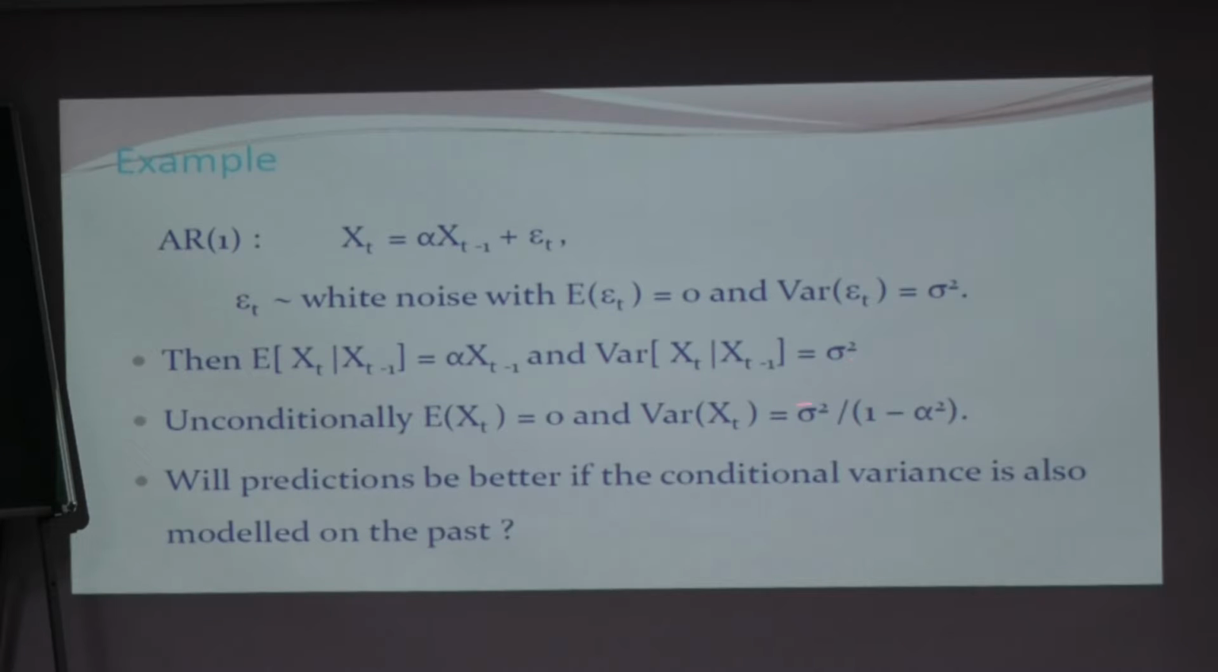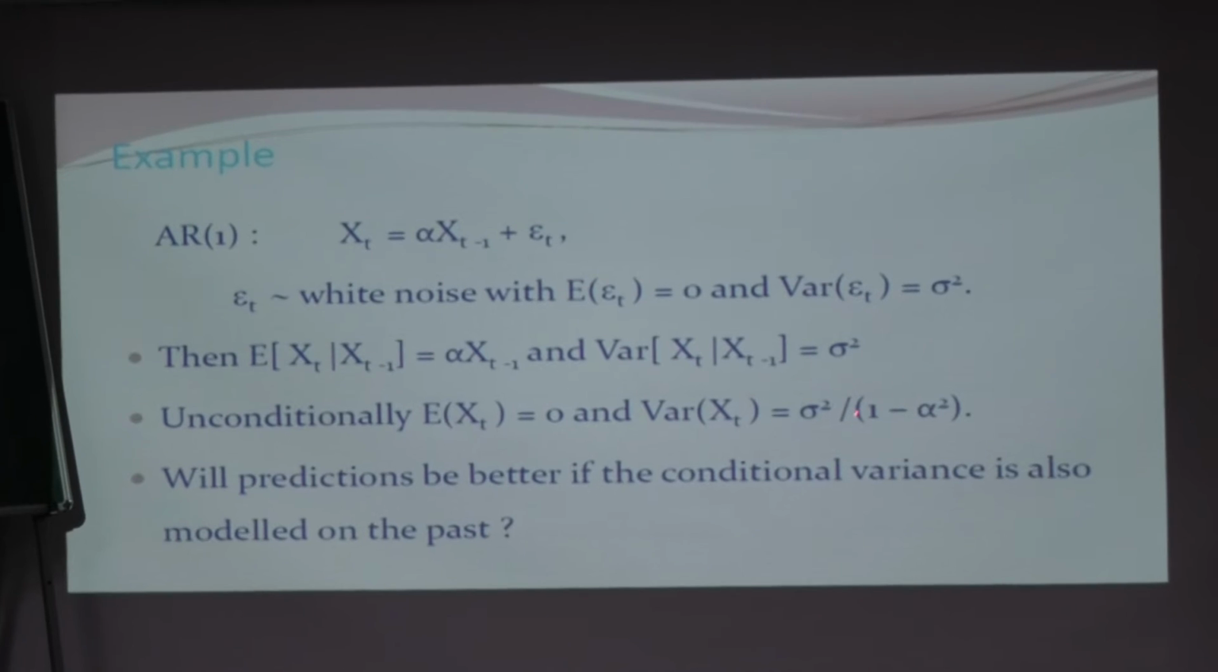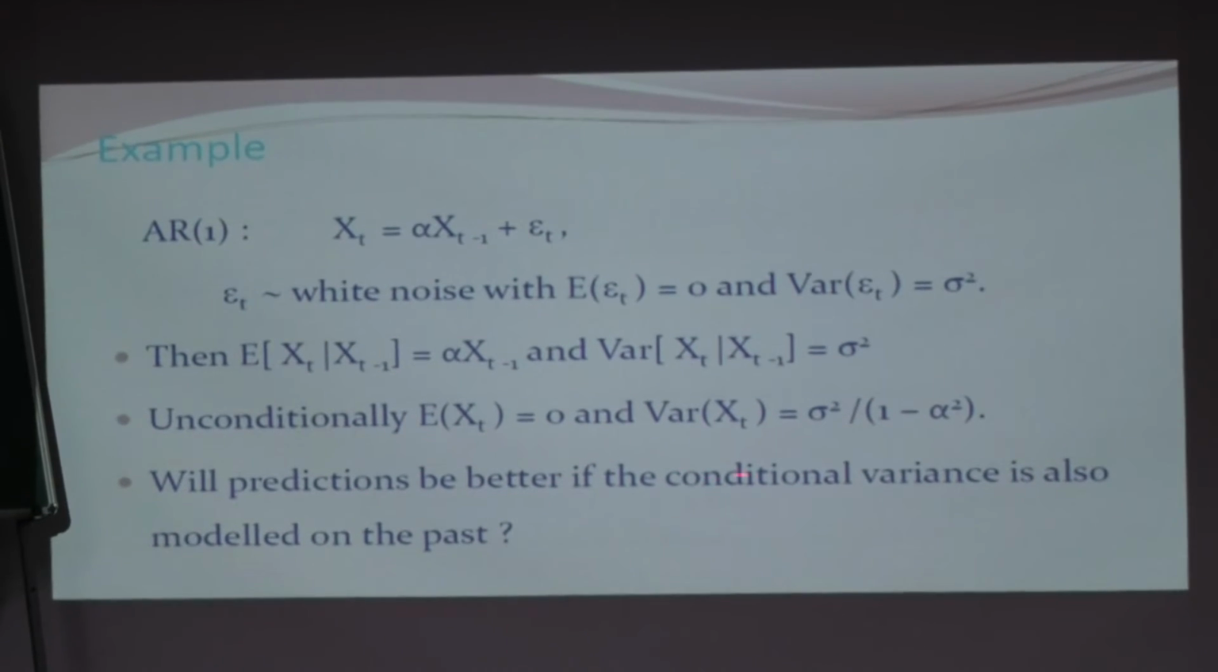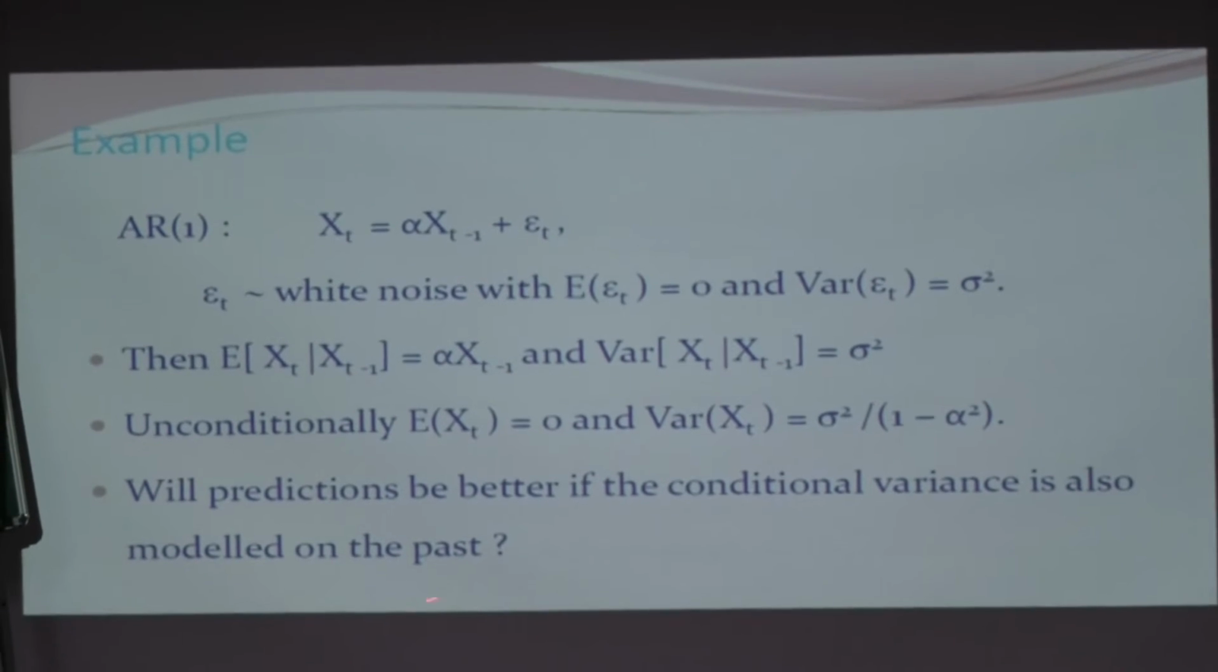The type of model they use is something like this. I can skip this slide because I just said this. We are assuming that the variance unconditionally is this, and the conditional variance is constant. But will predictions be better if the conditional variance is also modeled on the past?